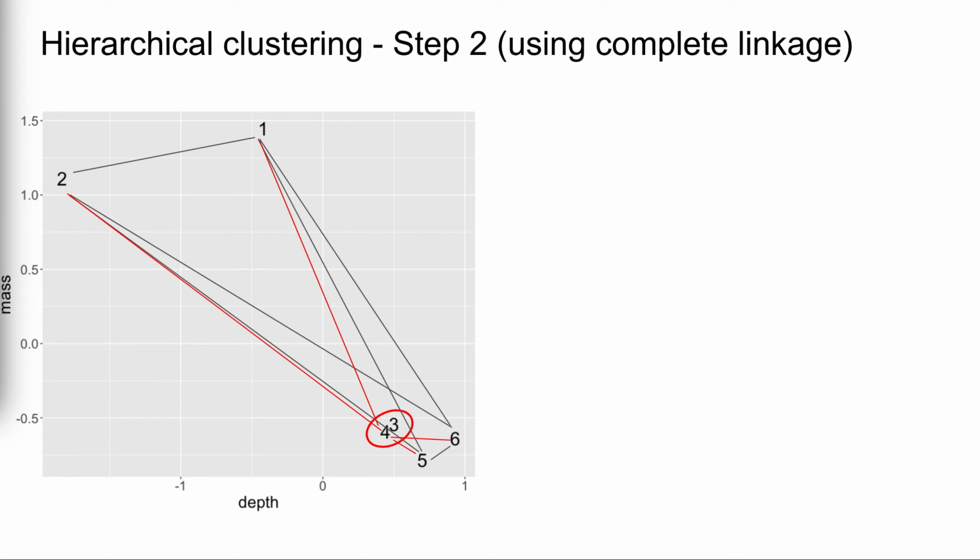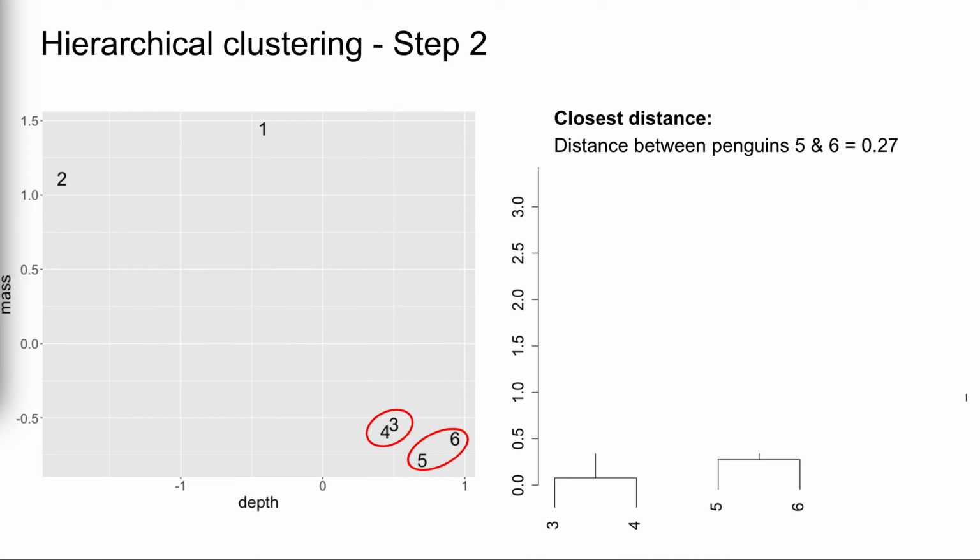We've now measured the distance between every pair of our 5 clusters. Among these, the smallest is the distance between penguins 5 and 6. That is, these are the most similar. Thus, we cluster these penguins 5 and 6 together. The height of this new branch is 0.27, the standardized Euclidean distance between these 2 penguins. We now have 4 clusters: penguin 1, penguin 2, the cluster of penguins 3 and 4, and the cluster of penguins 5 and 6. And we're going to keep going until we have only 1 cluster.